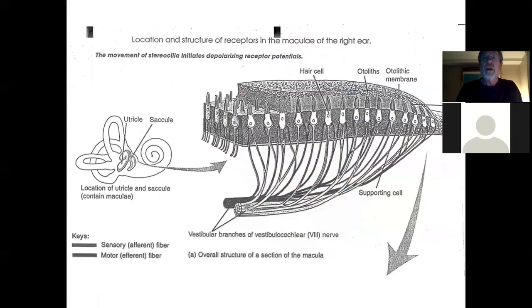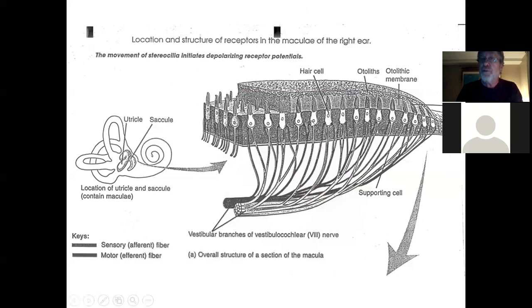So when you're looking inside the maculae of the right ear, you might be inside the utricle, you might be inside the saccule. Doesn't matter. They contain maculae, the whole areas where the hair cells are. Now look at these fibers. They're all continuing on to the 8th nerve, because the 8th cranial nerve sends auditory and vestibular balance information to the brain. So this is the vestibular branch of the 8th nerve. We'll talk about the cochlear branch next time, not now.